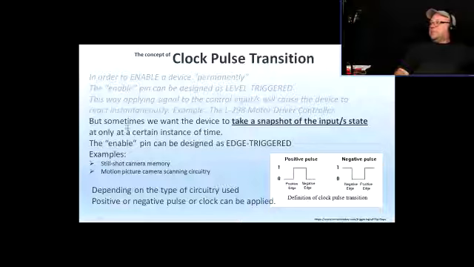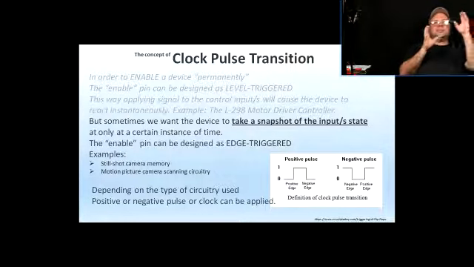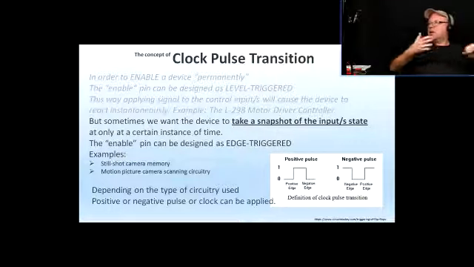And then I said, but sometimes we want the device to take a snapshot of the input or inputs' state. We don't want this thing to continuously operate. The inputs are going to keep changing, with signals flashing high, low, and all kinds of inputs. And at some point, you're going to take a snapshot of what the inputs are at that moment. So then you can design that input to be edge triggered. This way, you just take a snapshot of the condition of the inputs.